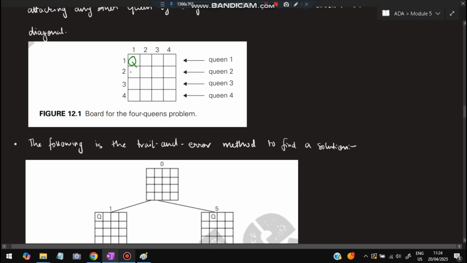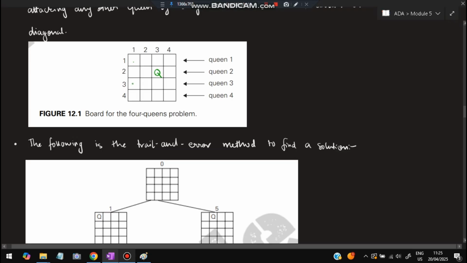No. Then we'll bring the second queen and place it here. Is there any issue? Yes, it cannot be placed here. Why? Because if it is placed here, it will attack, right? So what is the other way? Can we place it here, with the first queen here and the second queen here? No, we cannot, because of the diagonal, right? So we'll place the first queen here. Can we place the second queen here? Yes, we can. So first queen and second queen are done.